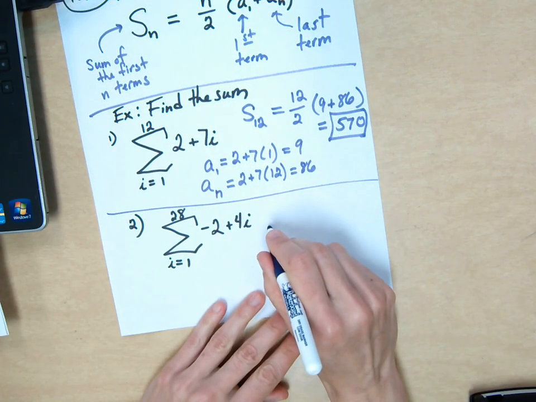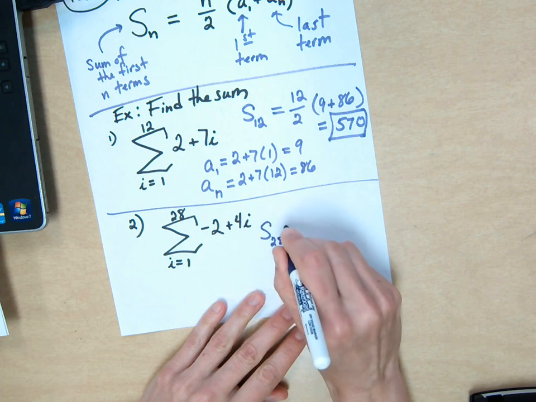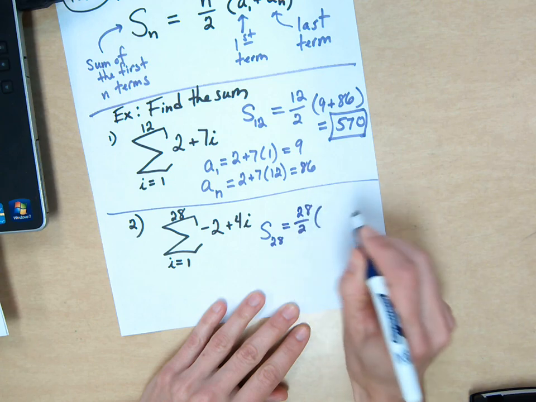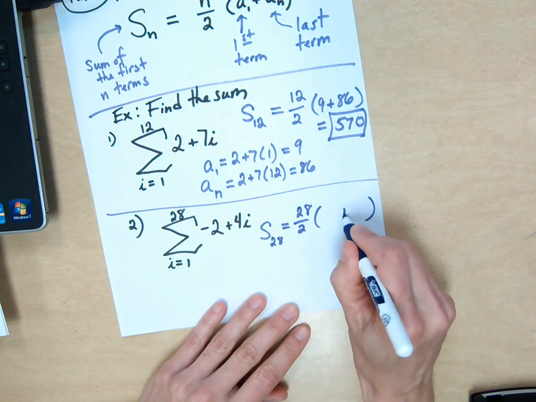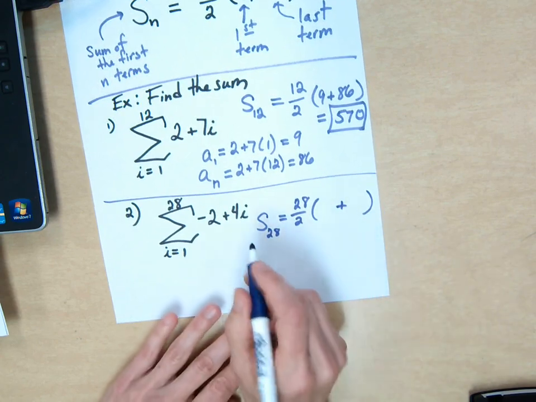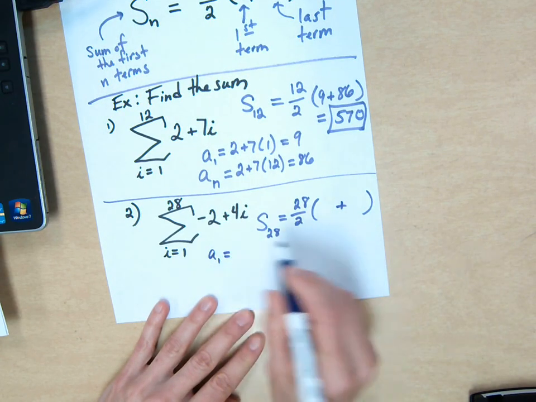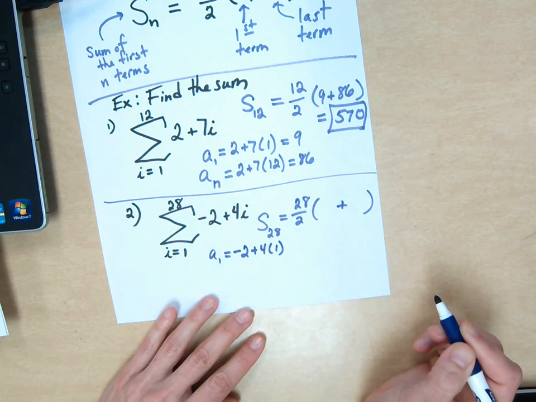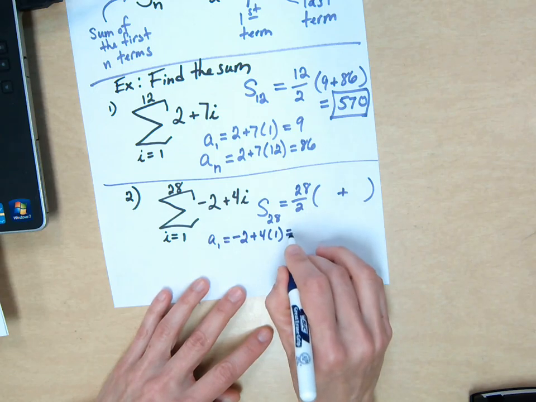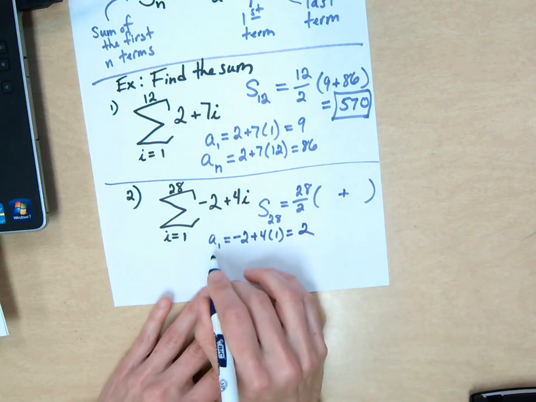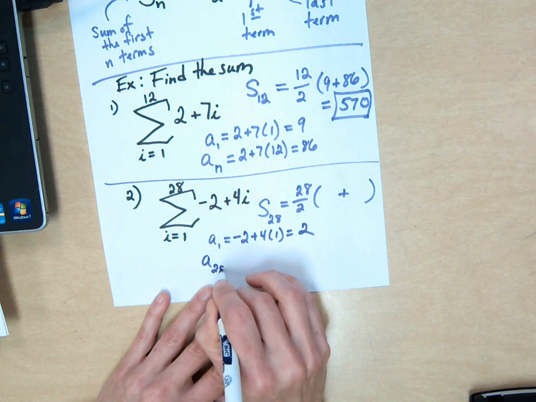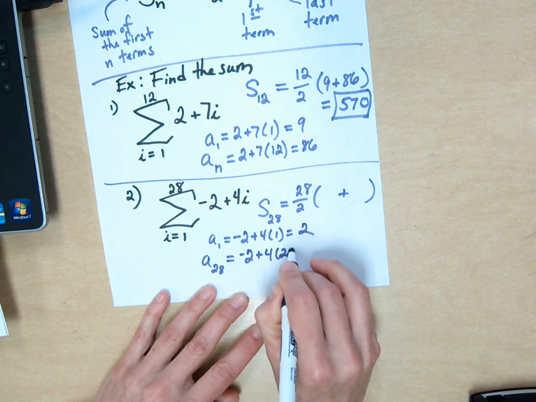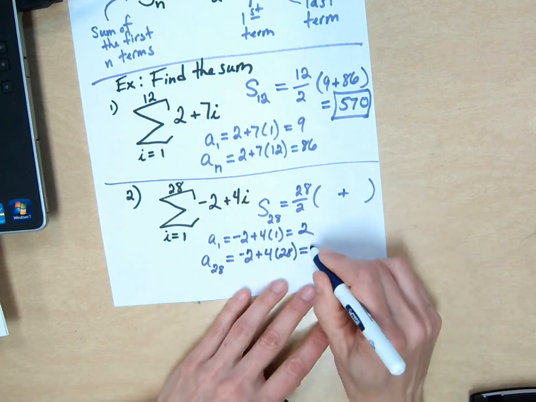We go like this. S sub 28 equals 28 over 2 because there's 28 terms. And we just need the first term and the last term to add them up and we'll have it. So the first term, a sub 1, we just plug 1 into the index: negative 2 plus 4 times 1, and that gives us 2. And then we want the last term, so we plug 28 in: negative 2 plus 4 times 28, and that gives us 110.